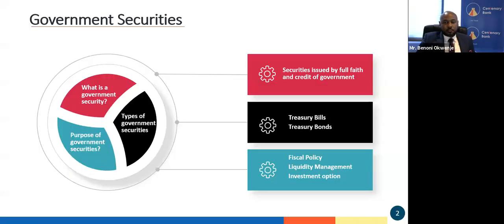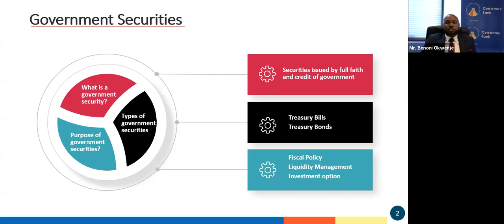All right. Okay, so what are government securities? Government securities are instruments that are issued by government that enables them to borrow from the investing public. So the question you want to ask is, why is government borrowing anyway? We know that the role of government is to run countries, to provide goods and services for the population, build infrastructure, you name it.